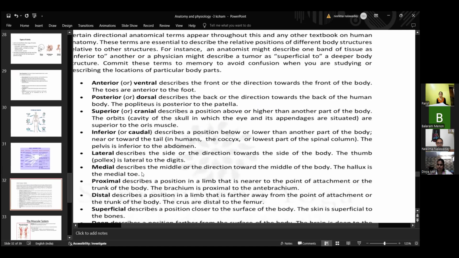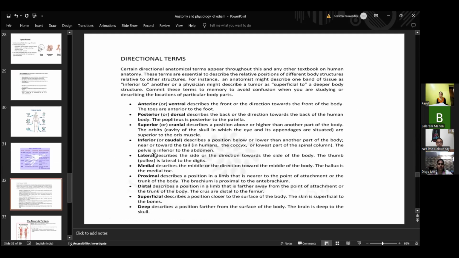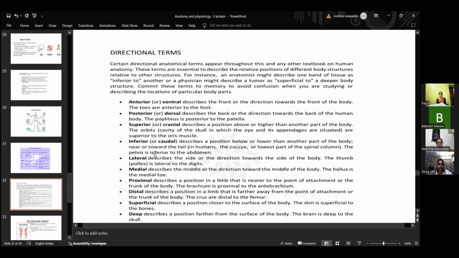Now next is directional terms. Whenever you study anatomy, especially the skeletal-muscular system, you should know certain directional anatomical terms. So we will go through them because in future you are going to hear all these terms every now and then, in asana and biomechanics, which is related to anatomy, the biomechanics of asana, etc.